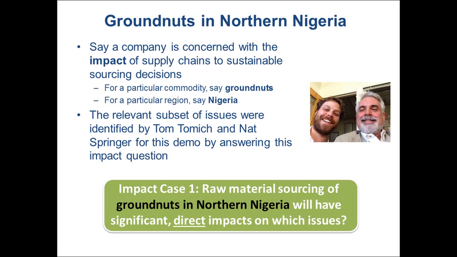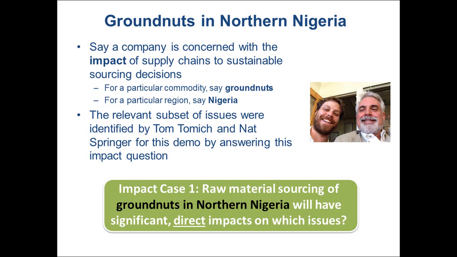So this was a commodity and region that we chose to look at early on in this project, not only for indicators but also data associated with those indicators, in collaboration with colleagues from Mars Incorporated. So say you're a decision maker and you're concerned specifically with the sustainability impact of your groundnut sourcing decisions in northern Nigeria. So what issues are relevant in this case?